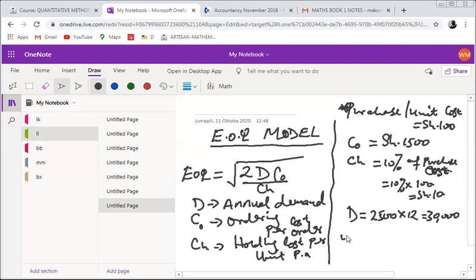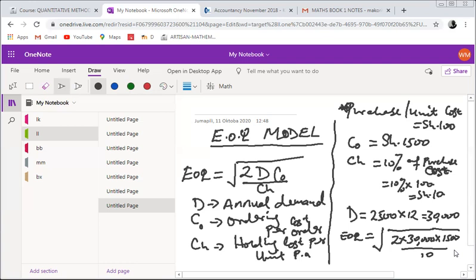So the EOQ would be equal to the square root of 2 times 30,000, which is D, times CO, which is 1,500. Then you will divide by 10. So this is going to give us what? 2 times 30,000 times 1,500. Then we divide by 10. You get that it is going to be 90 million. Then we take the square root of 90 million.